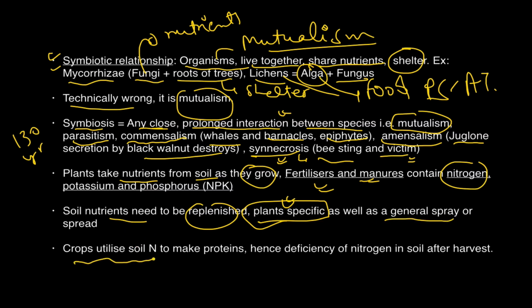Now finally, crops will utilize soil nitrogen to make proteins, hence deficiency of nitrogen will happen in the soil after the harvest.